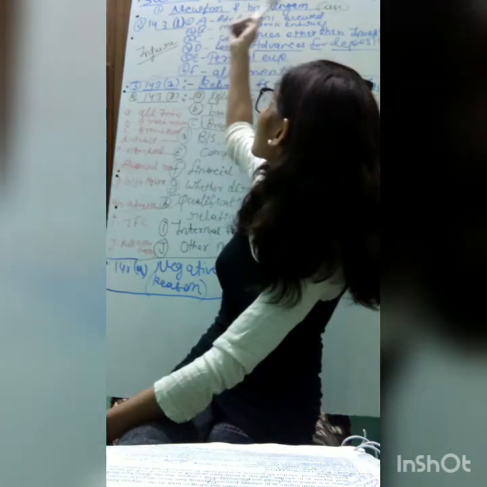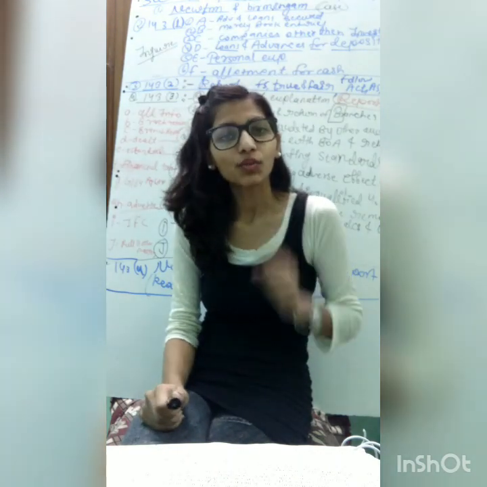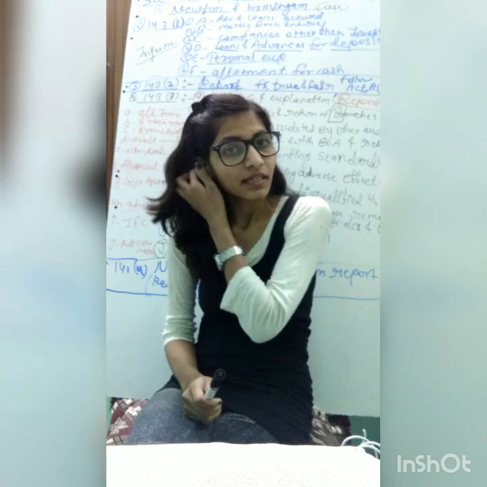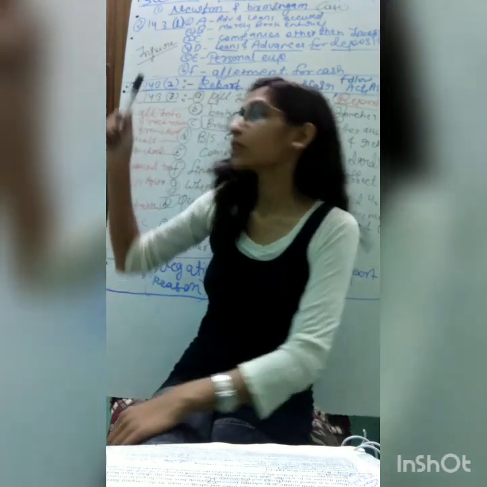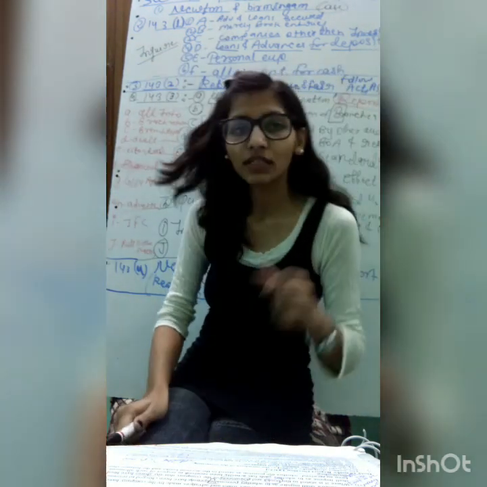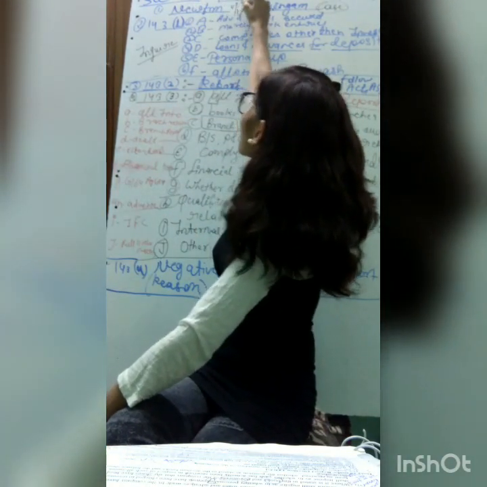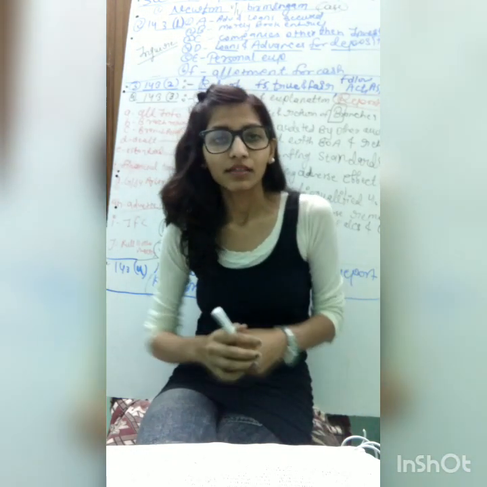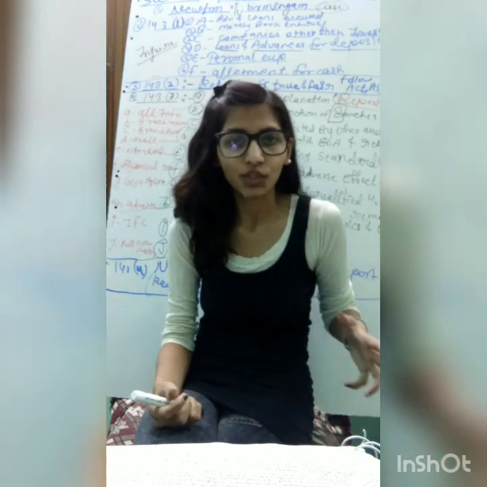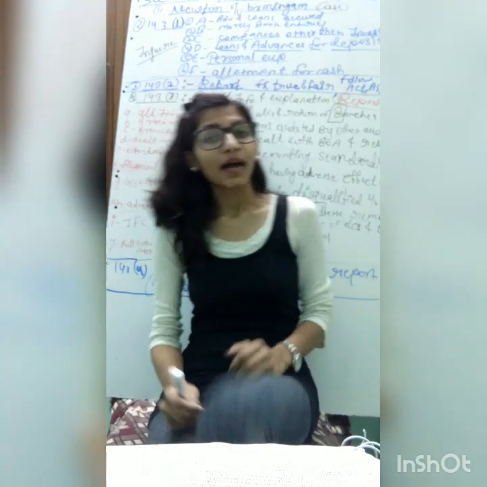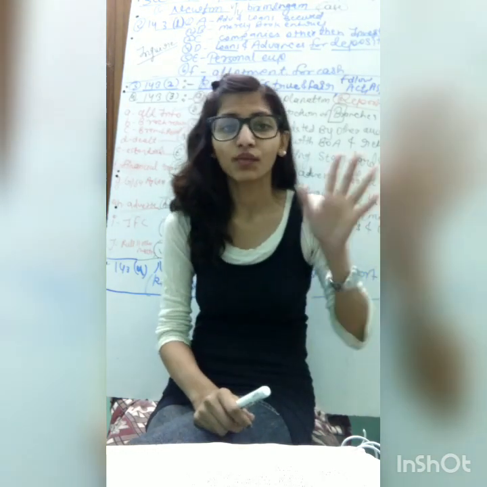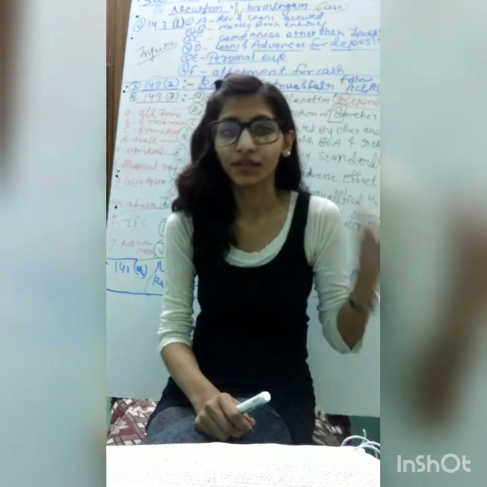Section number 143 is about powers and duties of an auditor. Firstly, one case study we discuss here. The name of the case study is Newton versus Birmingham. This case study says that by passing a resolution in general meeting or by amending the articles of association, the company cannot restrict the powers of the auditor.